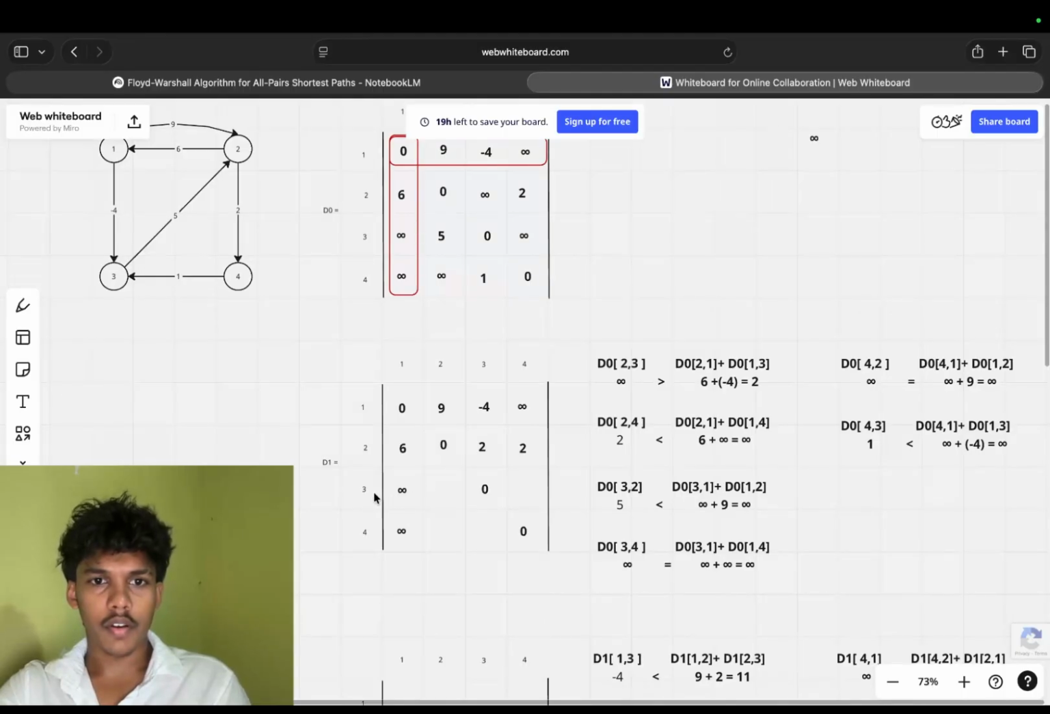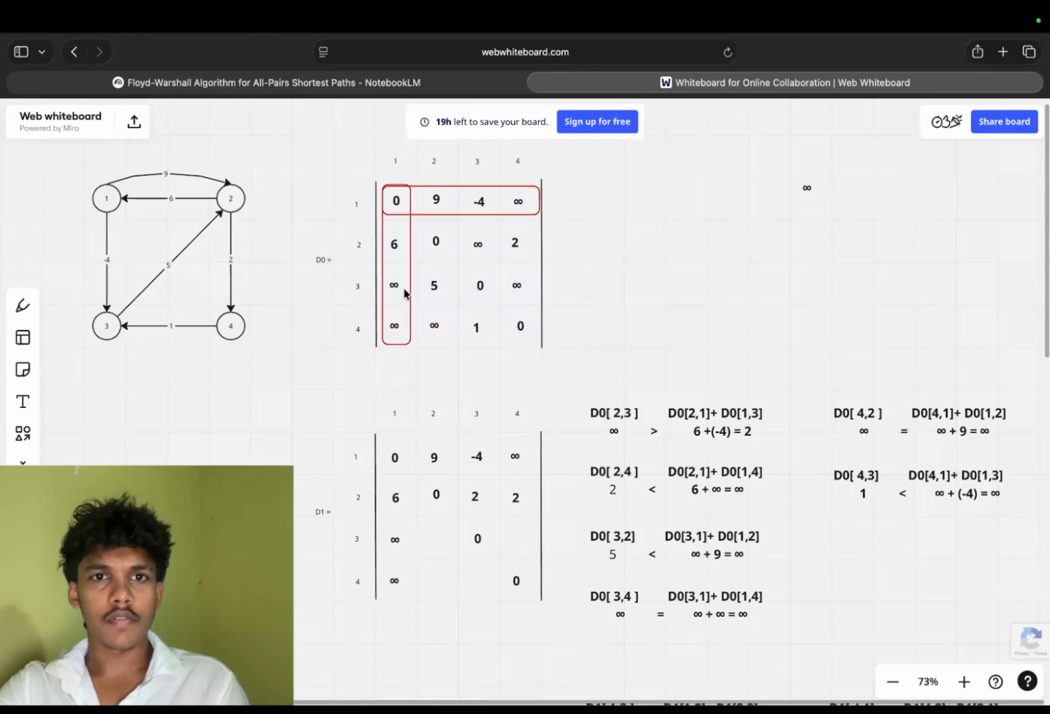Alright, then we have to solve 3 to 2. So 3 to 2 is 5. By taking 1 as the middle element, we take 3 to 1 plus 1 to 2. Alright, 3 to 1 is infinity, 1 to 2 is 9. So it will obviously become infinity. So 5 is less than infinity, we will take 5 here.